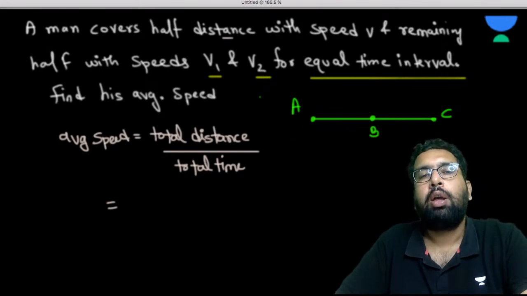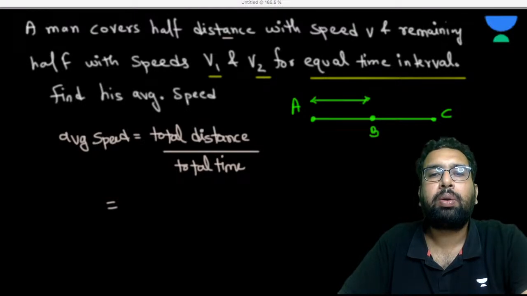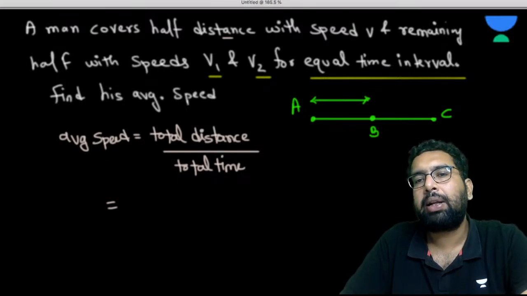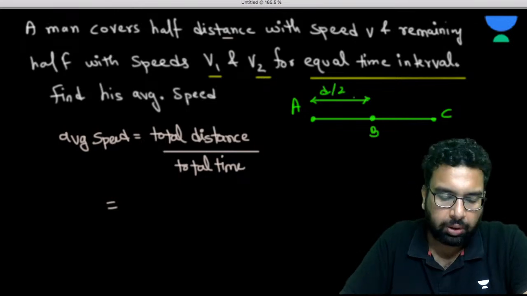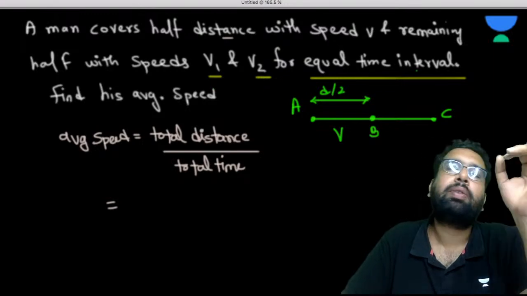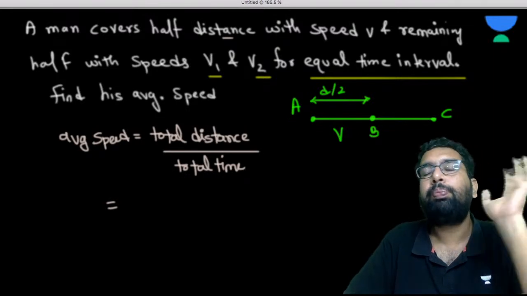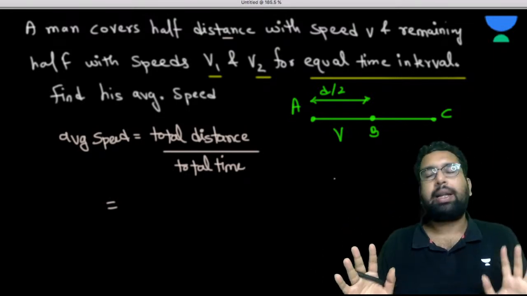Give me some time. So a man covers half distance with speed v and the remaining half with speeds v1 and v2. So let's suppose this is the distance. You can take it d by 2, or t, whatever comes to your mind. Let's take it d by 2 this time. The first half is traveled with speed v, and the remaining half is traveled with speeds v1 and v2 for equal time intervals. So don't misinterpret the data first of all.